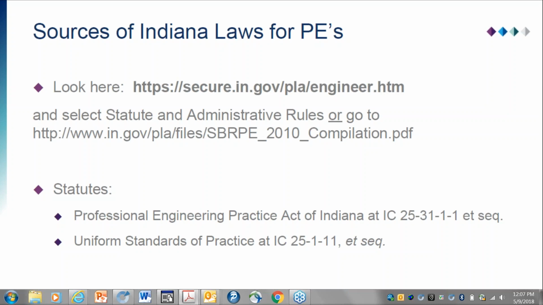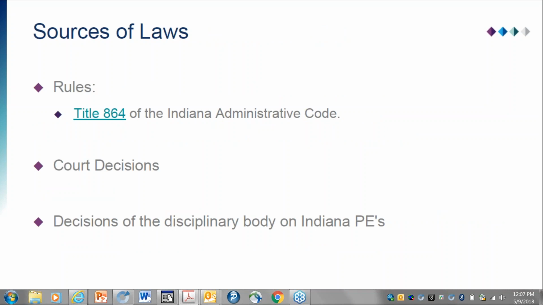So you can always start there, and that will direct you to the statutes, which you can see on the screen are codified in the Indiana Legislative Code. Specific to engineers, there's also a Uniform Standards of Practice Act that applies to professionals in general. There are also rules that are codified in the Indiana Administrative Code by the governing body for the professional engineers in Indiana. There are also court decisions from the Court of Appeals and the Indiana Supreme Court related to the conduct of engineers.